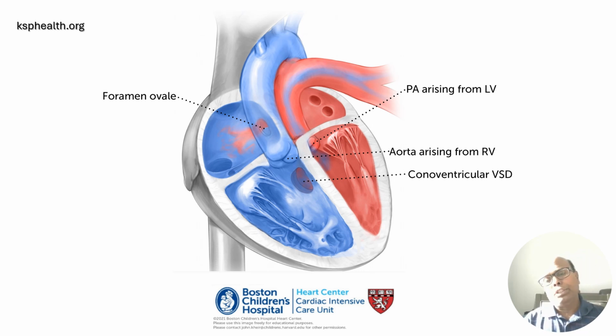This is how this heart looks. The venous blood comes to the right atrium, right ventricle. It ejects blood into the aorta because the aorta arises from the right ventricle. The left ventricle receives blood from the pulmonary circulation and circulates it back there. In the absence of ASD, VSD, or PDA, these patients will succumb to death.